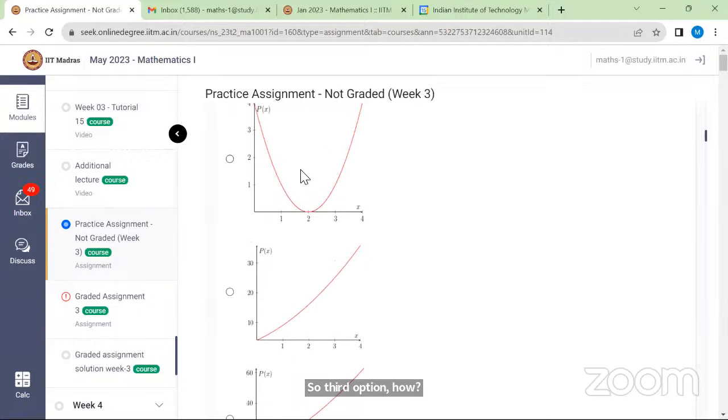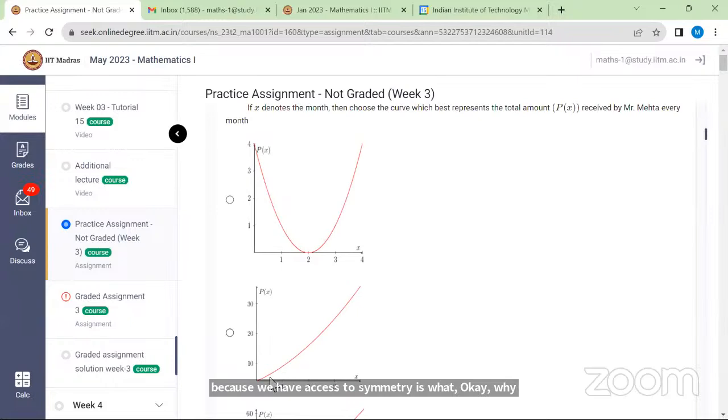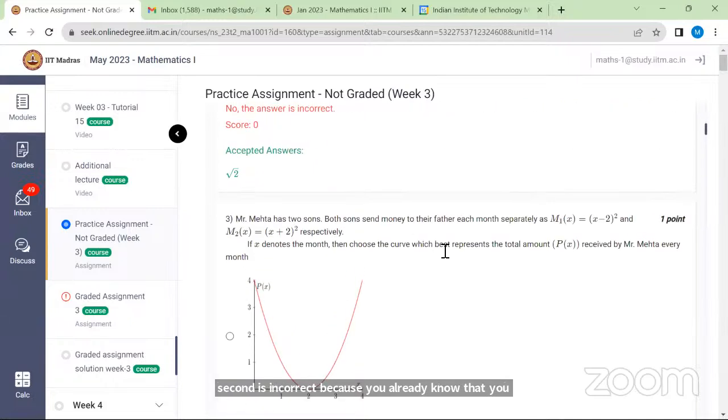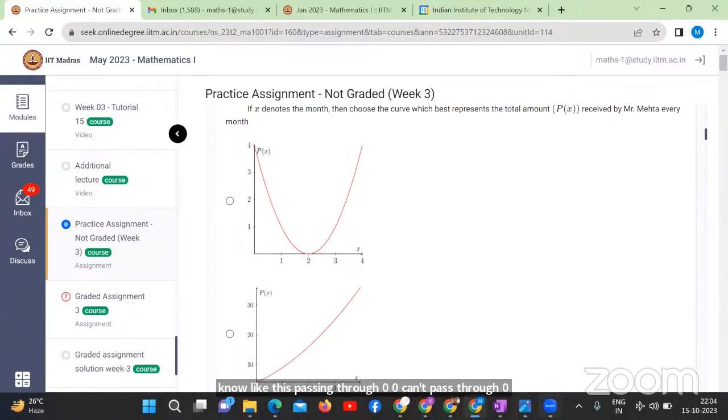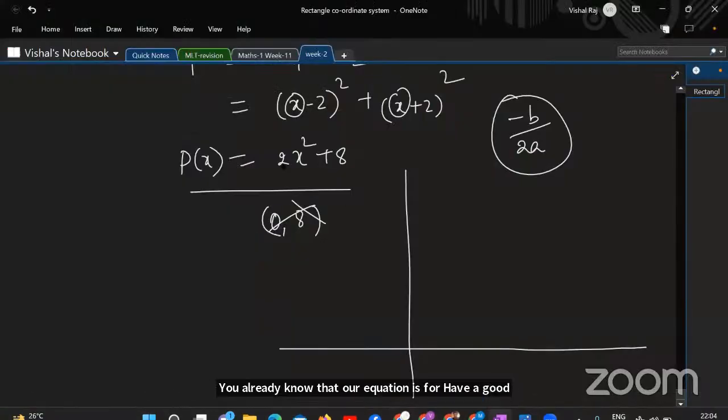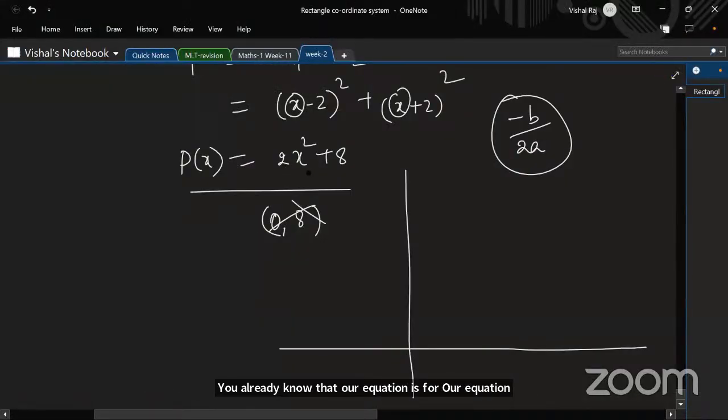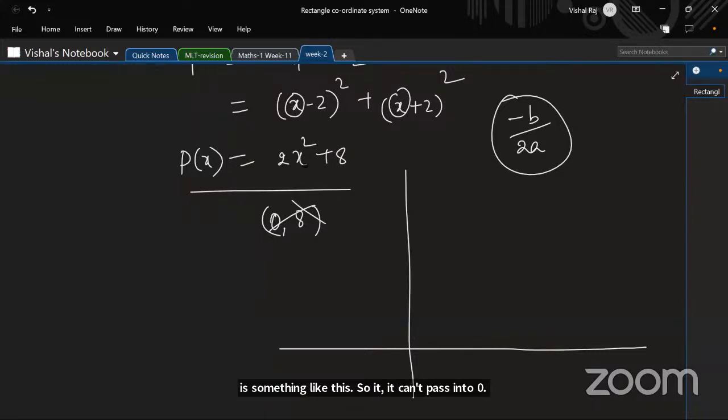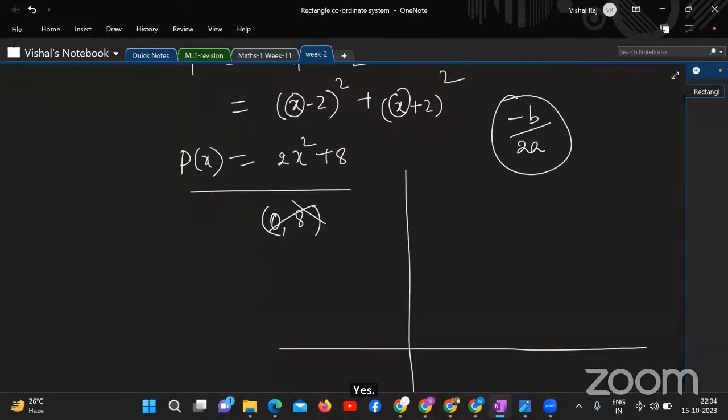So did you clear? Everybody is clear with the first and second, because the first is not correct as your axis of symmetry is your y-axis. Why is the second incorrect? Because you already know that our equation is something like this, so it can't pass through 0, 0. If you're putting the value of x as 0, are you getting y as 0? No. We are getting 8. So this is also incorrect.